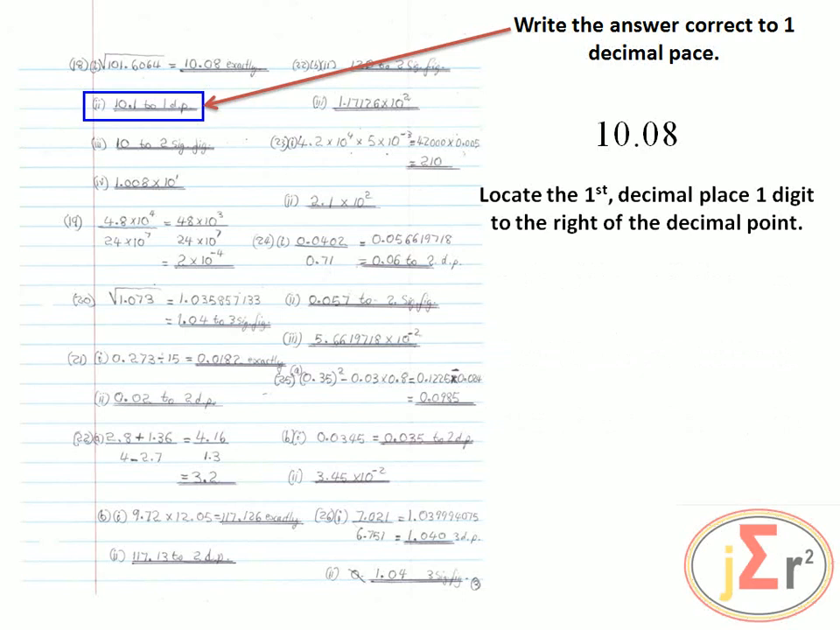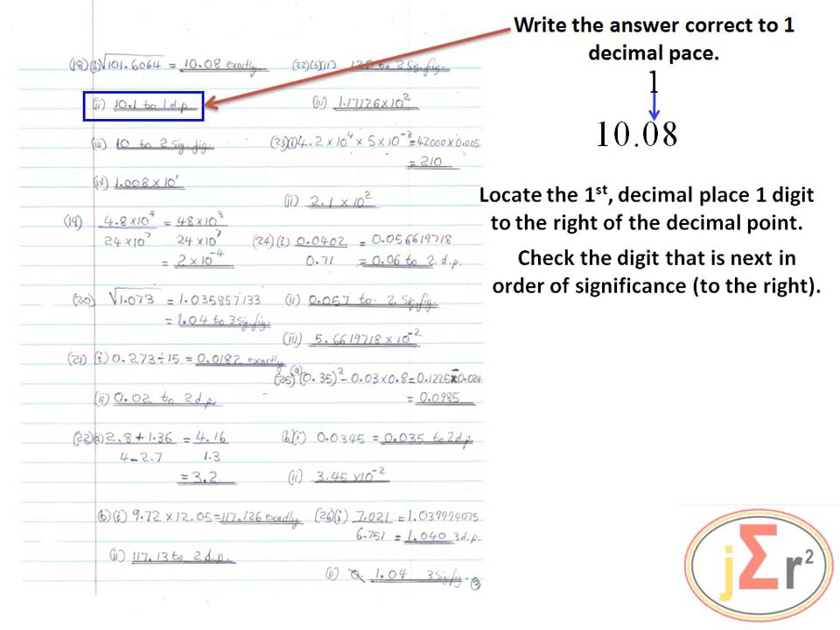Locate the first decimal place, one digit to the right of the decimal point. That's it. One decimal place to the right. So we are writing correctly to one place of decimal, and we are locating that first place of decimal as that first digit to the right of the decimal point.